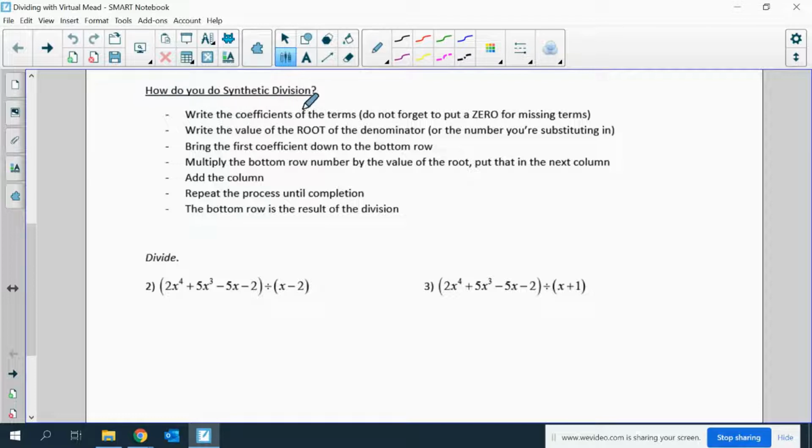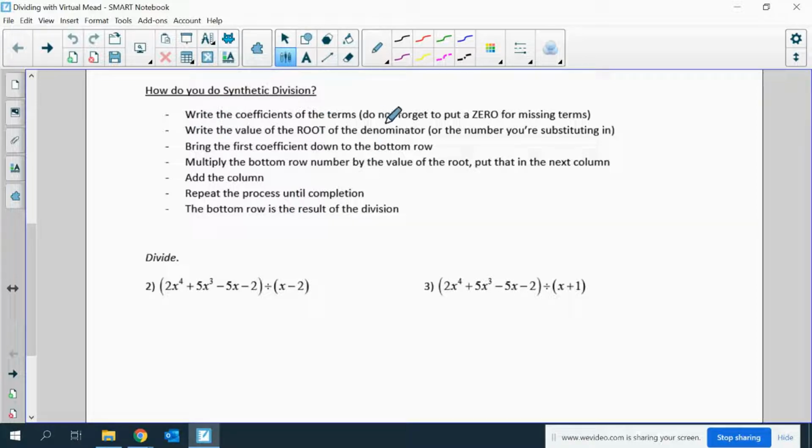So now the question becomes, how do you do synthetic division? And we'll go over it a little more slowly. There's a video on this that you're going to watch tonight, but we're going to do a little brief introduction today so you can do some problems.